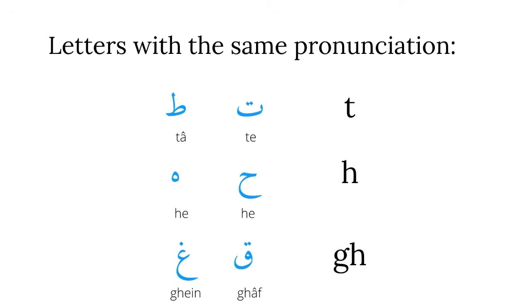Here's an overview of our letters with the same pronunciation. We had 2 t sounds, te and ta, 2 h sounds, he and he, and then 2 g sounds, qaf and ghain.